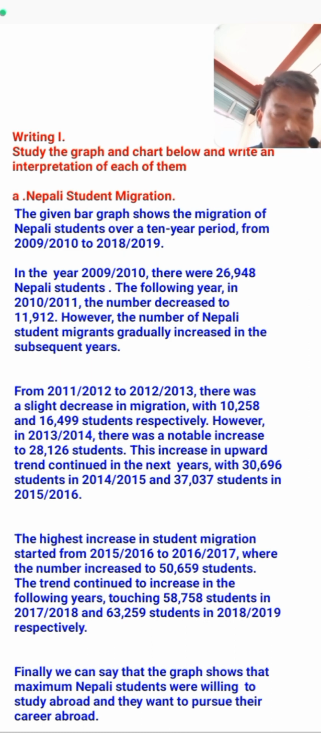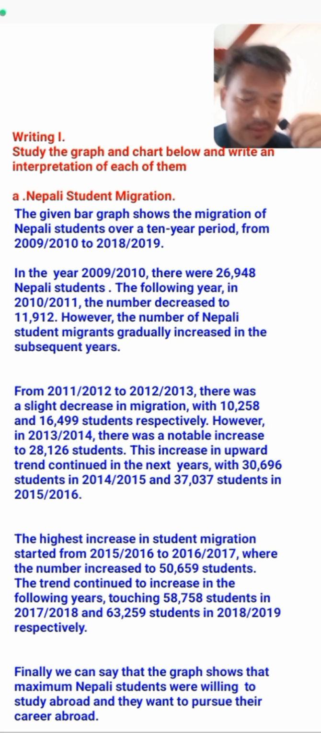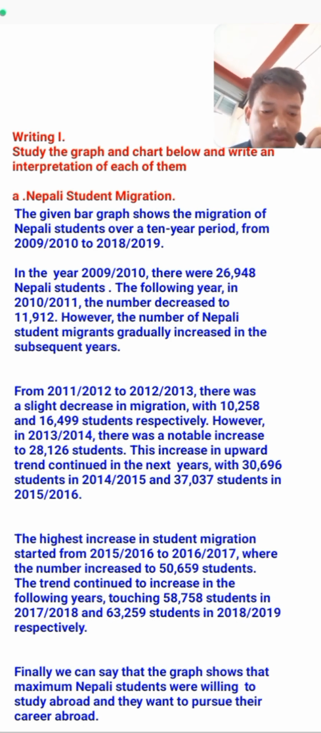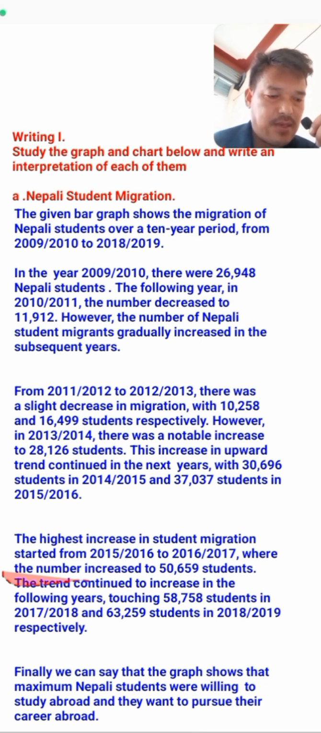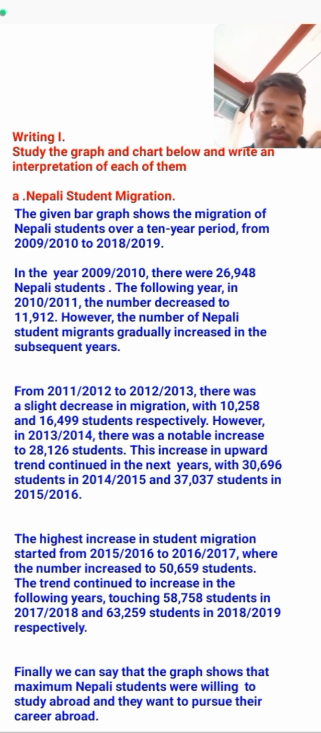So we can see an increasing trend of migration of Nepali students. We can see the highest increase in student migration. The highest increase starts from 2015 to 16, and 2016 and 17 also, where the number of increase, how much, 50,659, and in the year 17 and 18 it's 58,715 students.